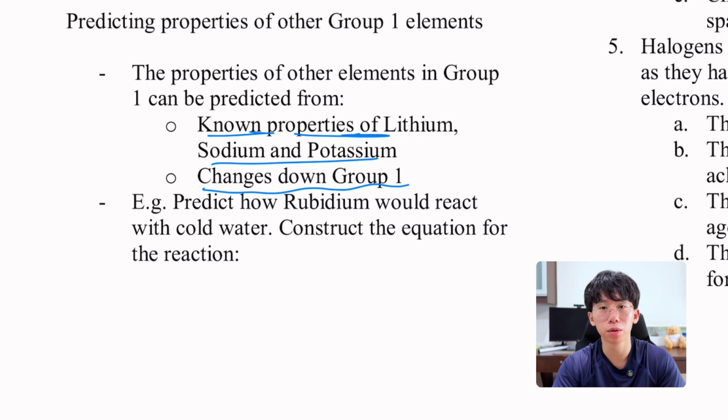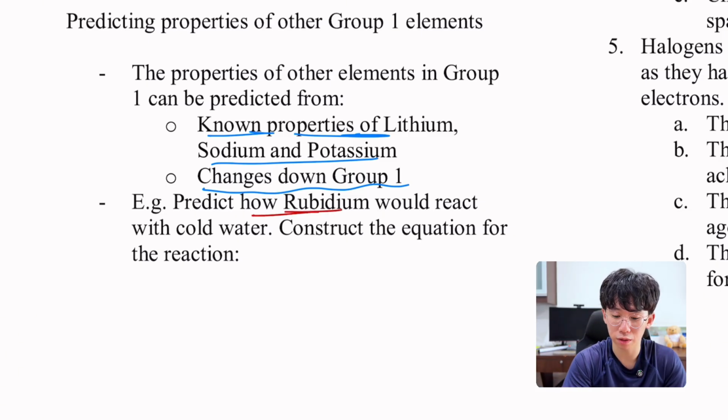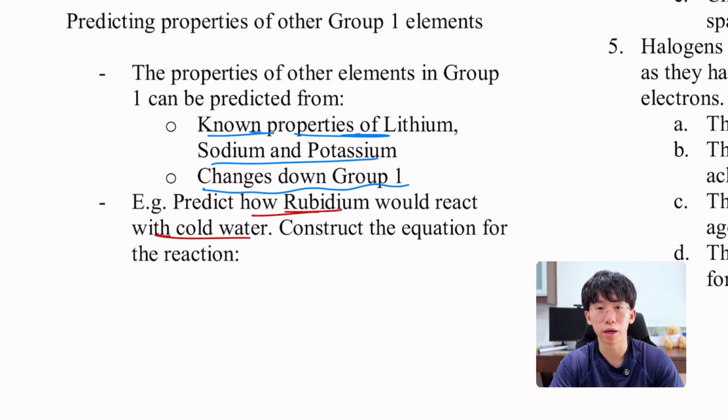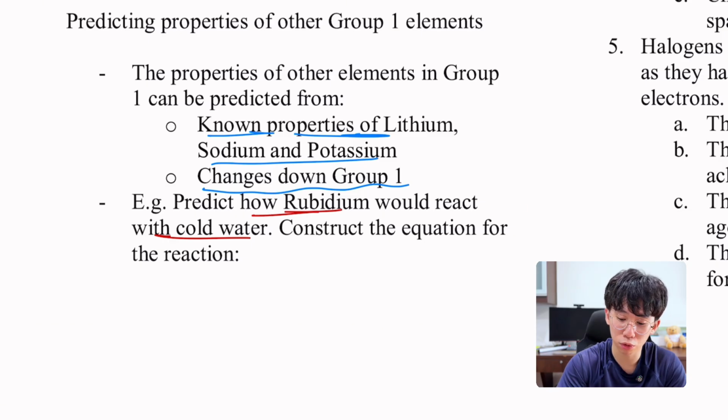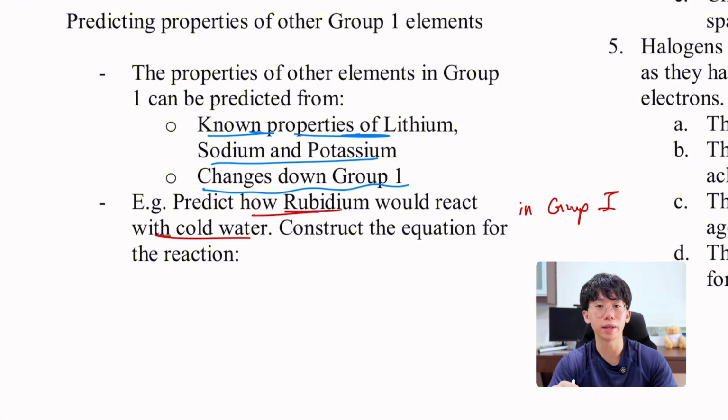So for an example, the question might ask you, explain how rubidium would react with cold water. What you'll do first is find it in the periodic table, scan through, and realize that rubidium is in group 1. So you know that this is related to your group 1 knowledge, and they ask you to construct the equation for the reaction. We know that your alkali metals tend to react vigorously with water, in fact, and we remember the equation as well.